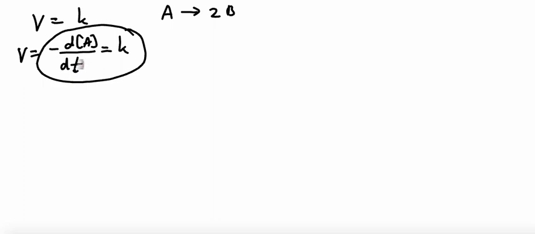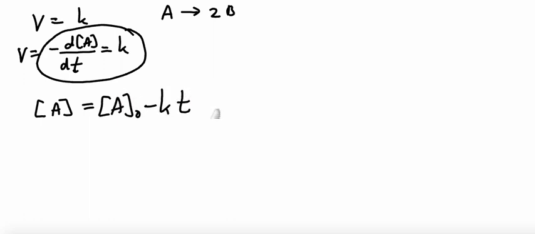Since calculus and differential equations aren't required for my course, I'm just going to solve the differential equation and present the results. But be aware that all we're doing is solving this simple differential equation. If you solve it, you get that the concentration of A is equal to the concentration at the very start minus k times t. So that's the result of just two steps of solving that differential equation.